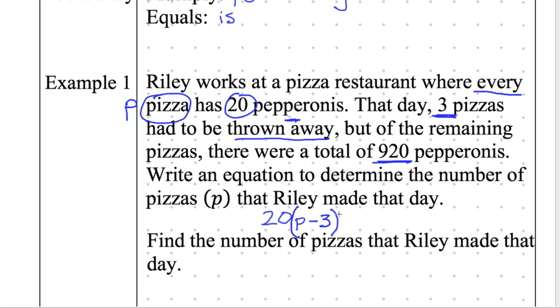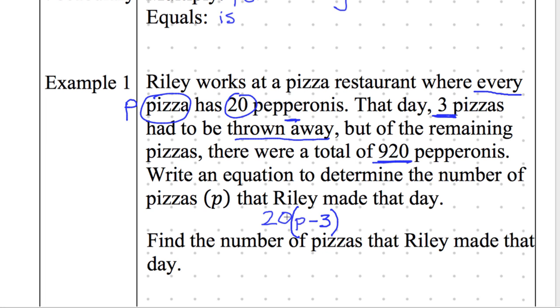Now this quantity inside the parentheses represents the number of pizzas that I actually sold that didn't get thrown away. I threw away 3, so this whole thing means how many pizzas I have left after throwing away those 3. I'm going to multiply by 20, and when I have the remaining pizzas and multiply by 20, that's going to be the total pepperonis that you actually sold that day without throwing away.